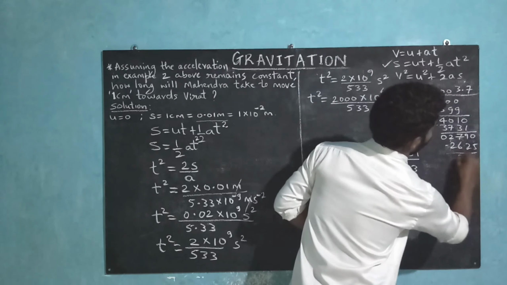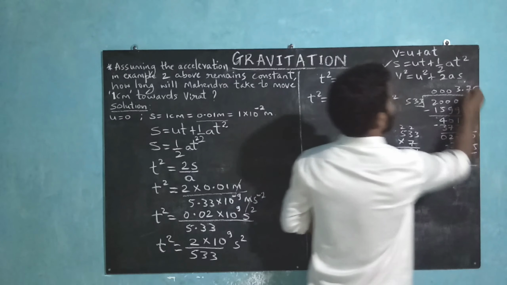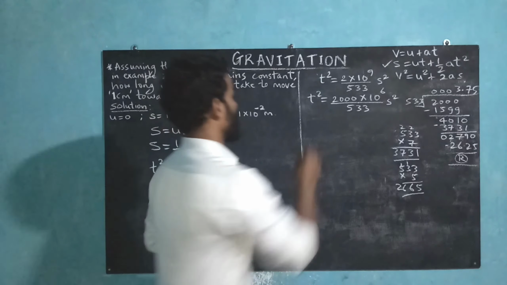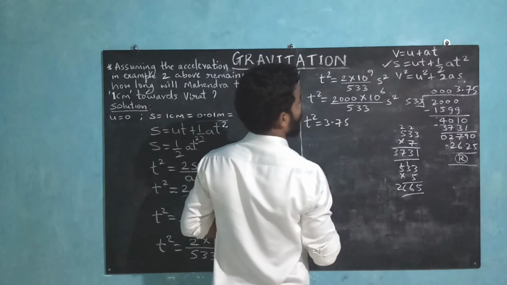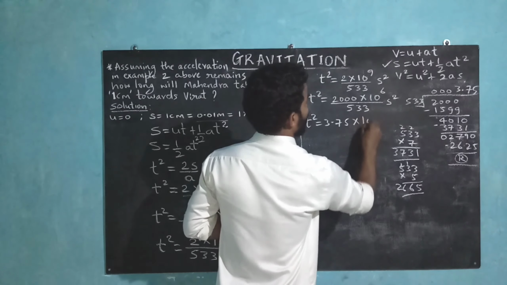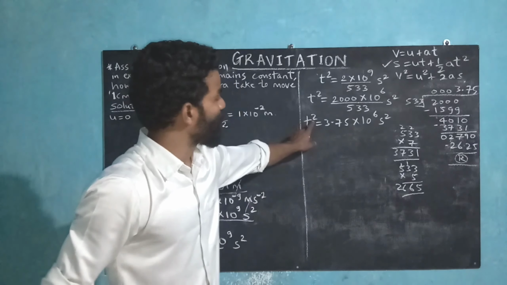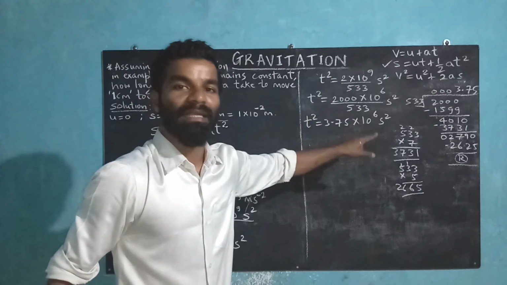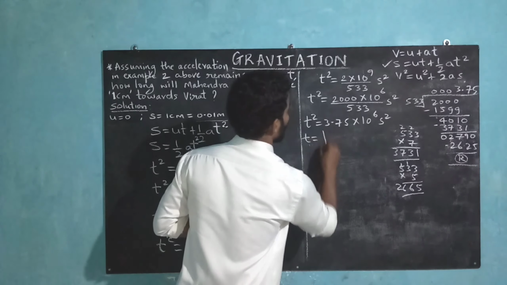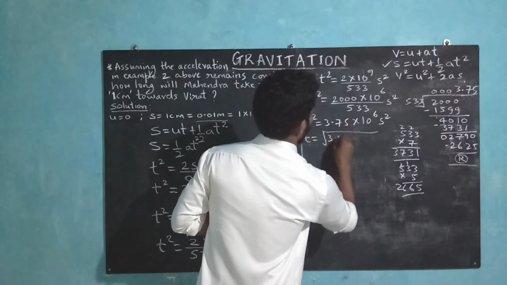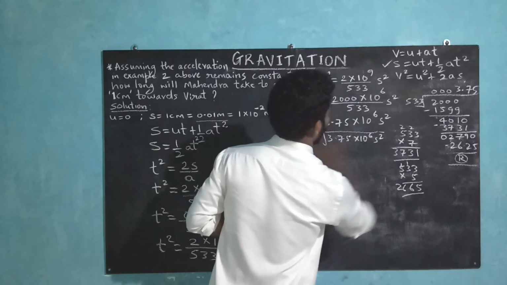2625. So here there will be a remainder which does not matter. This 5 you have to take here. So the quotient is 3.75. So t square equals 3.75 into 10 raised to 6 second square. Now you have to take this square to the other side. It will become a square root. So t will be equal to the square root of 3.75 into 10 raised to 6 second square.